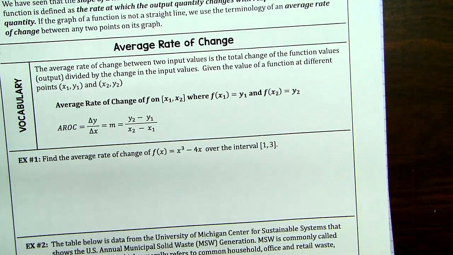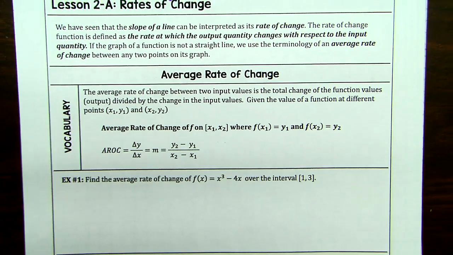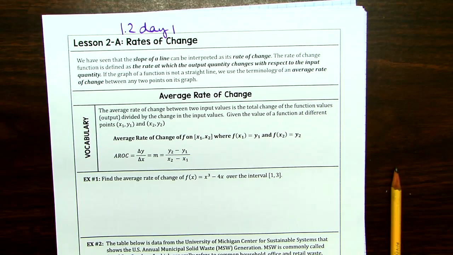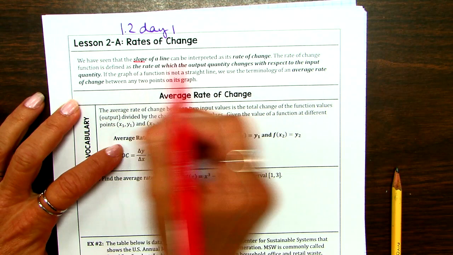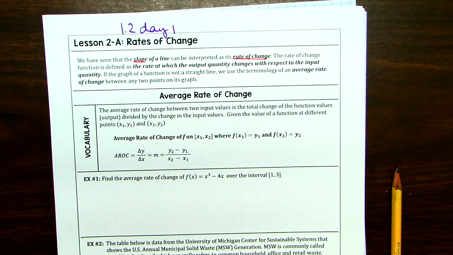It's pretty short. There's pretty much one type of problem we're doing. And it's kind of cool. So let me read to you for a minute. We have seen that the slope of a line can be interpreted as its rate of change. So right off the bat, guys, let's not forget, these slope and rate of change, interchangeable. We're going to say those meaning the same thing. I might call it slope, I might call it rate of change.